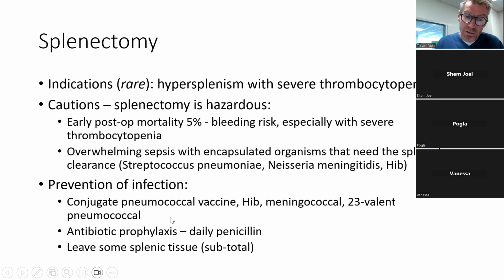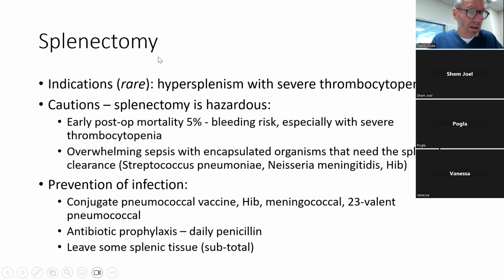And also, PCV is a 13-valent vaccine, and it covers 13 serotypes of pneumococcus, but there's also a 23-valent pneumococcal vaccine, which children over the age of 2 years have a good response to. And so if you've got a child who's needing a splenectomy, then you can get hold of both these vaccines to give them beforehand. They need to stay on antibiotic prophylaxis, so penicillin daily. And if you give them all these vaccines and daily penicillin, then usually they're fine. They don't usually have any major problems.